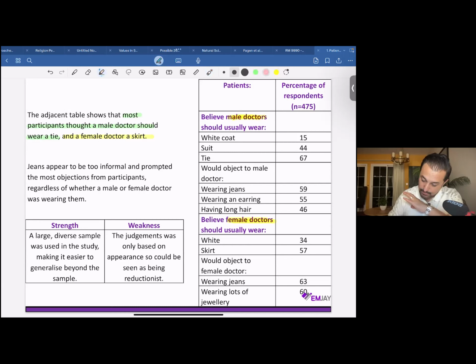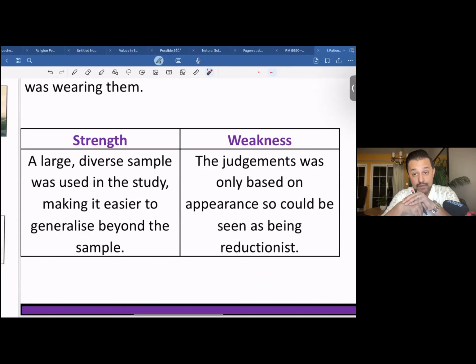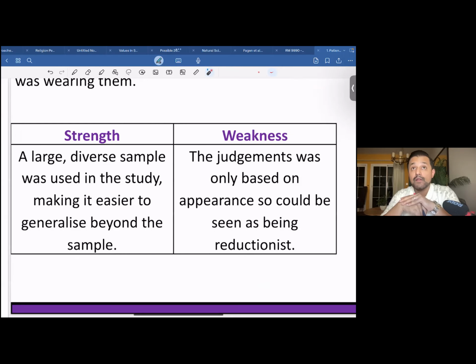If we try to draw a comparison here, have a look at this one and this one. So remember what they objected to. Oh, sorry, this one. What they objected to: wearing jeans, right? Now, moving on, let's talk about the strengths and the weaknesses of this particular study.